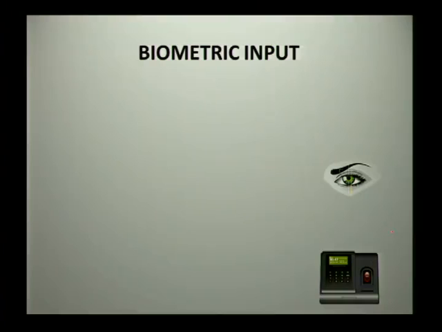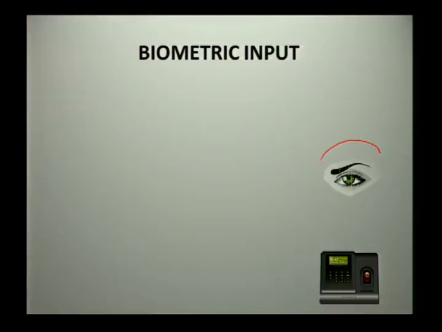Then moving on to other devices. Now we're going to look at your input devices. These input devices, we call them your biometric input devices. If you can see here, we have a picture of an eye that is being scanned, and you can see there's some light there. And here we have a picture of a fingerprint device, where you can just put your finger and your finger will be scanned.